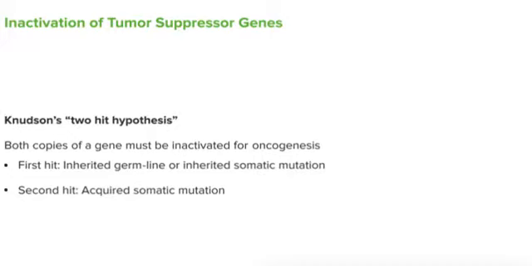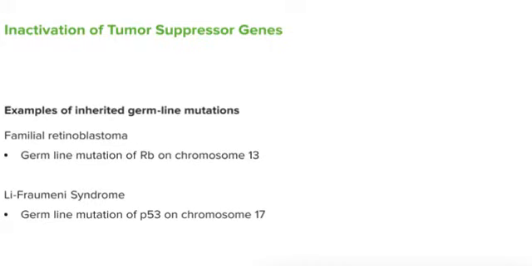That is Knudson's two-hit hypothesis. Both copies of the gene must be inactivated for oncogenesis is the theory behind Knudson's two-hit hypothesis. What if you were to inherit one? If you were to inherit what? A mutation. If you inherit one mutation, how many more mutations do you need to hit so that you can then develop your cancer? One more. The first hit is already inherited, then the other hit takes place somewhere down the line.